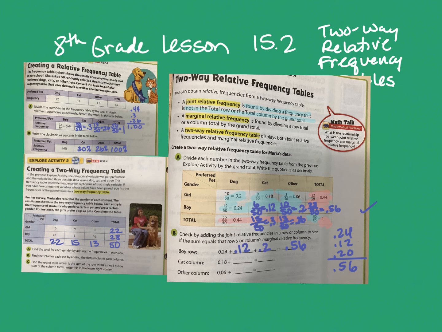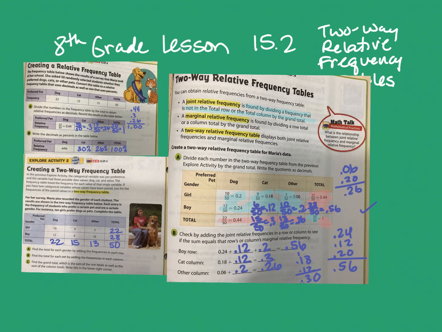Then they said, check your cat column. Okay, so 0.18 and 0.12 together should give me 0.3. So 0.18 and 0.12. That's 0.30, yay for us. And the other column, this one here, 0.06 plus 0.2 should be 0.26. And 0.06 plus 0.2 is going to be 0.26, yay for us. It all checks out. But those are our relative frequencies, the ratios compared to each other for all of the data.